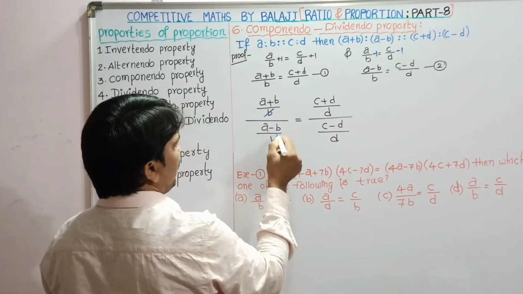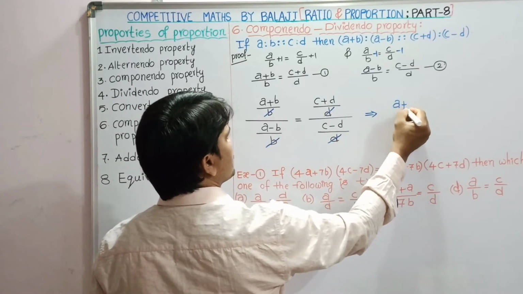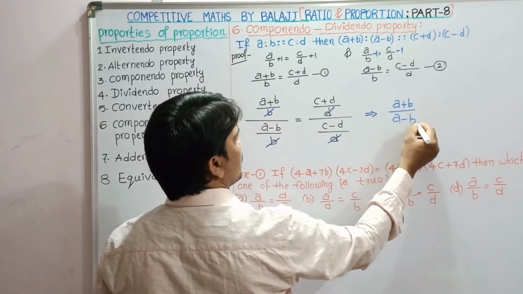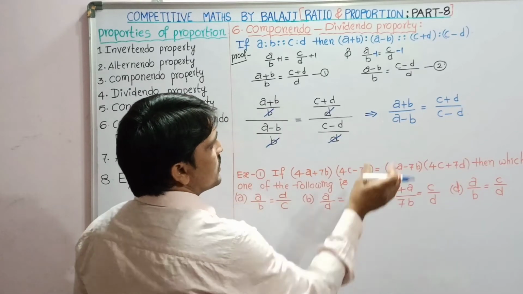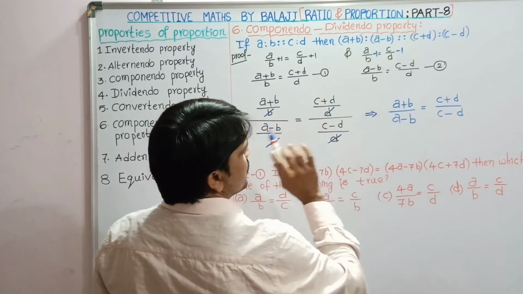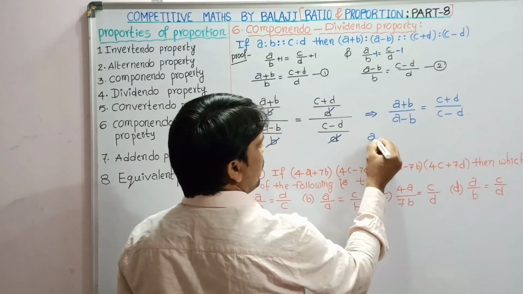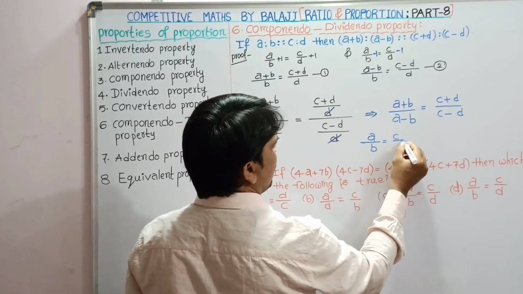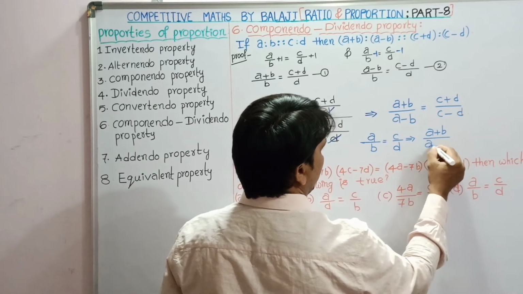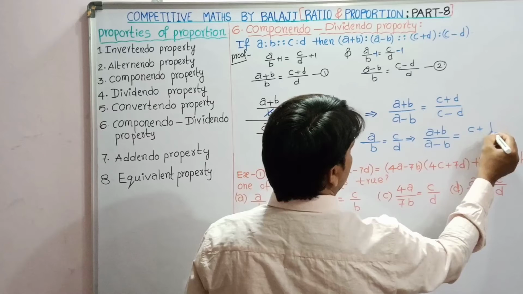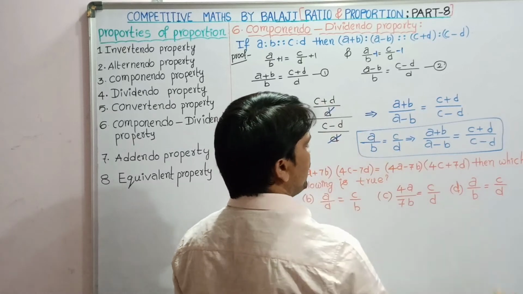Now, D gets cut. What we have finally: A plus B by A minus B equal to C plus D by C minus D. This can be written as A plus B is to A minus B as C plus D is to C minus D. Here see that if A by B equal to C by D, then we have A plus B by A minus B equal to C plus D by C minus D. This is known as componendo dividendo property.